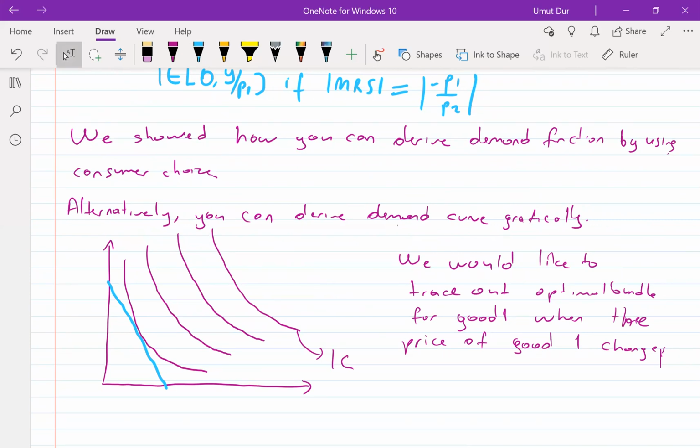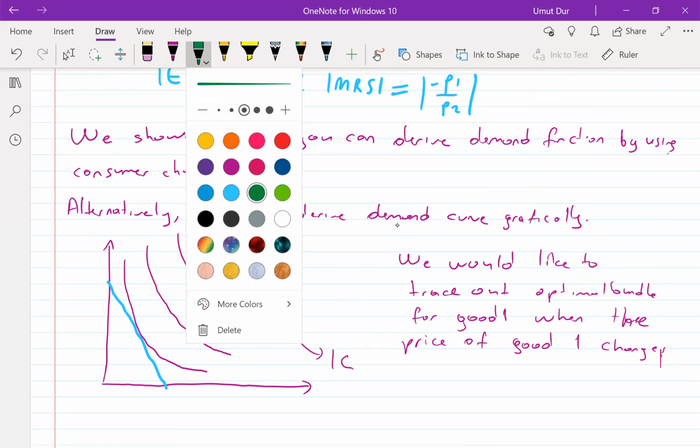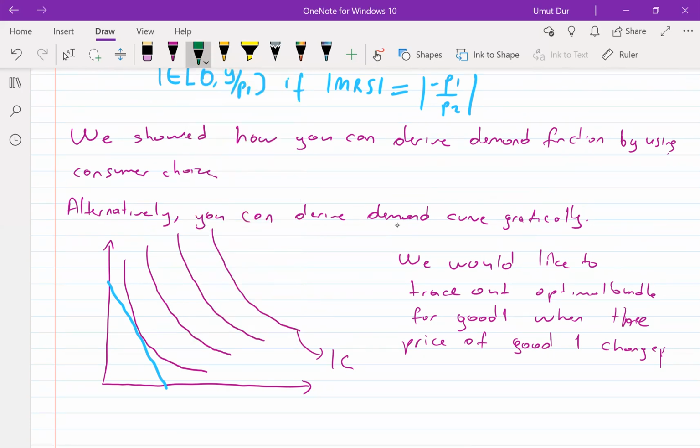Then we will basically draw different price levels here. I am keeping to the price of good 2 fixed. This is good 2. This is good 1. I am fixing the price of good 2, and I am changing the price of good 1.